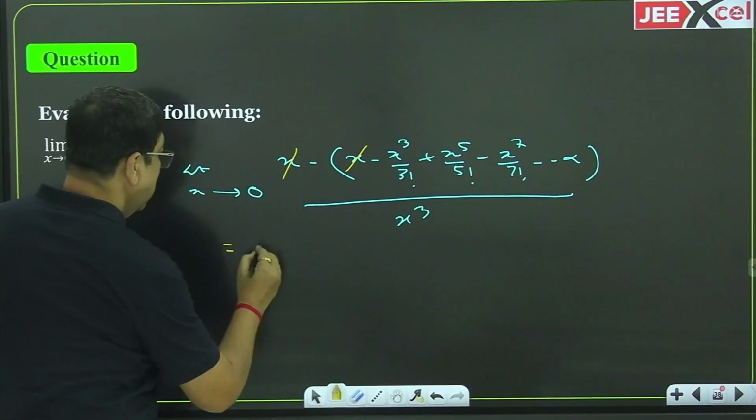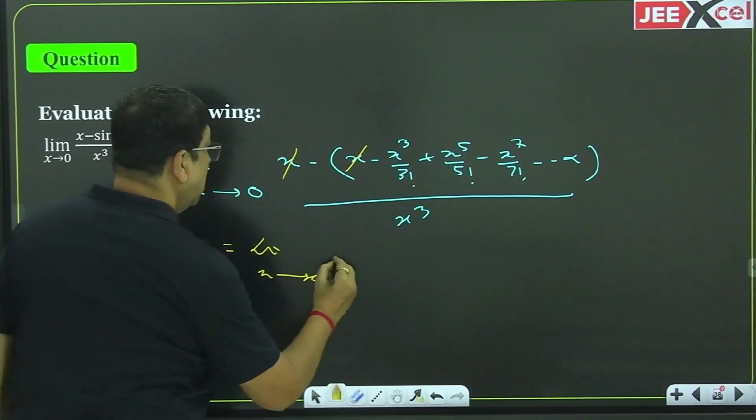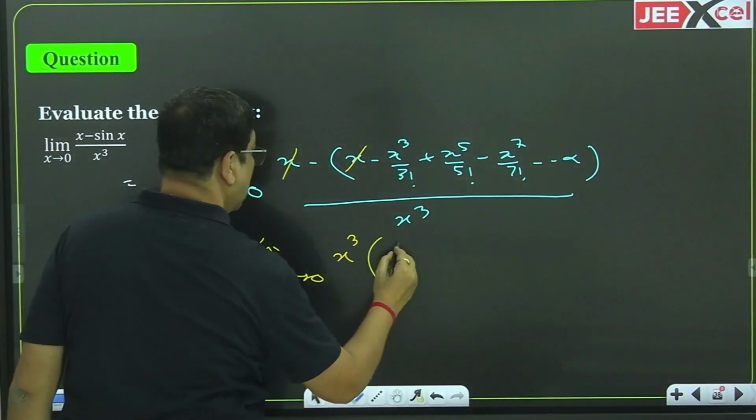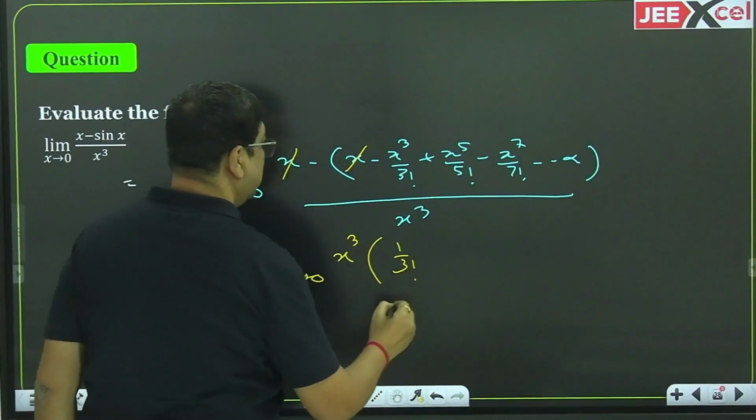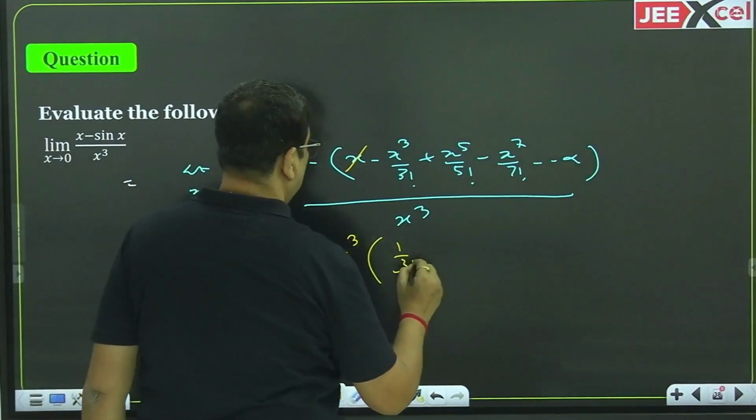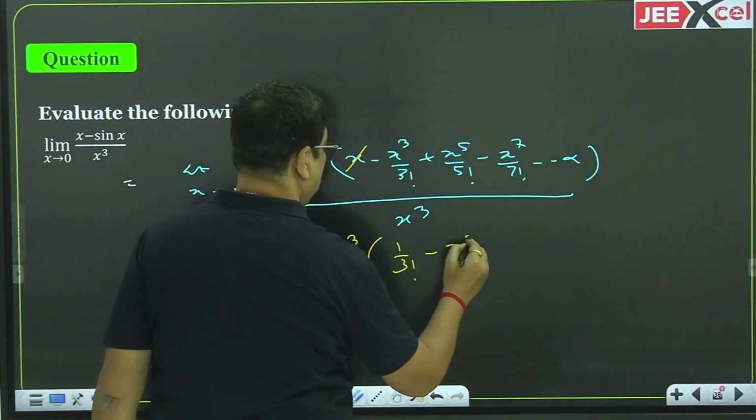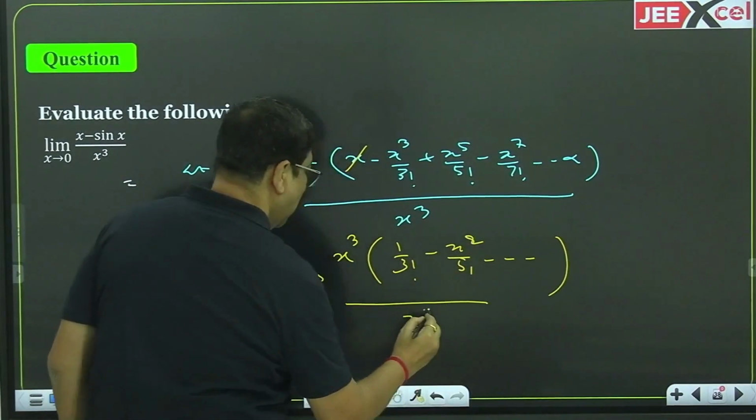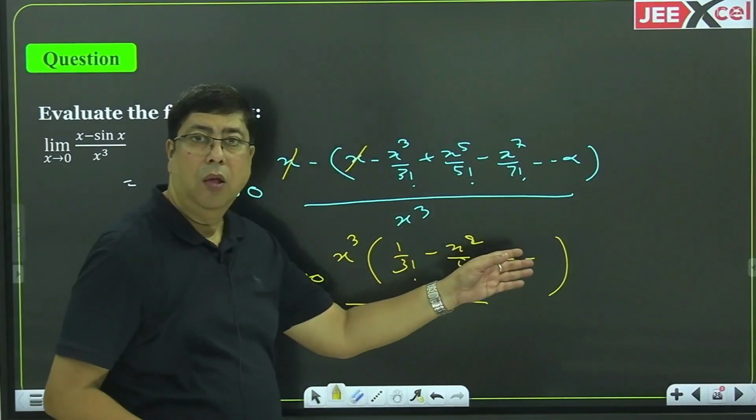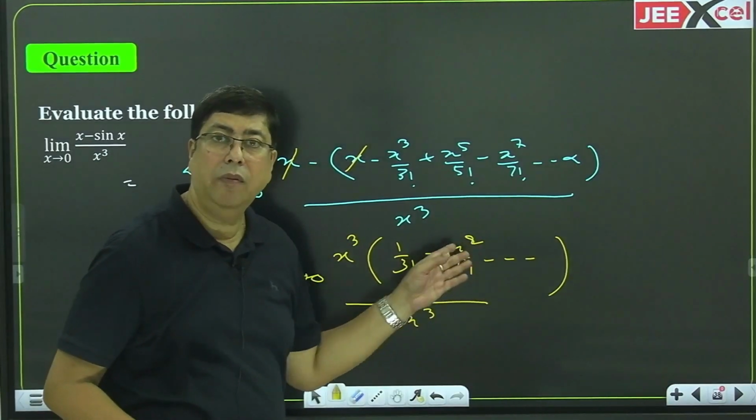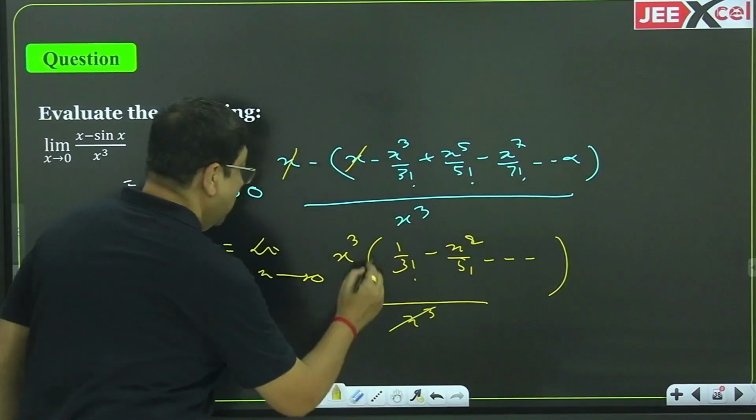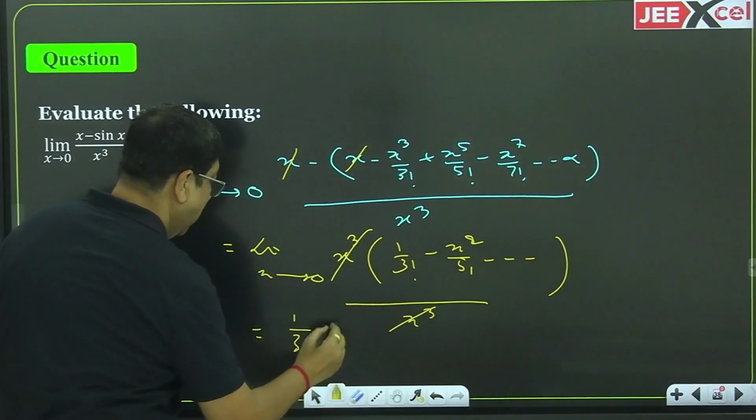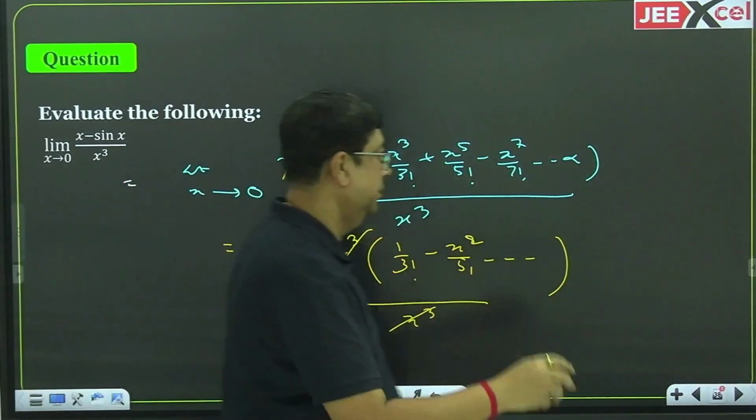therefore we can say here limit x tend to 0. If we take out x cube, x cube into 1 by 3 factorial minus x square by 5 factorial, and all the higher powers we don't need; all the terms containing higher powers of x will go to 0. Okay, and they are getting cancelled. So the answer is coming 1 by 3 factorial, that is 1 by 6, is the final answer.